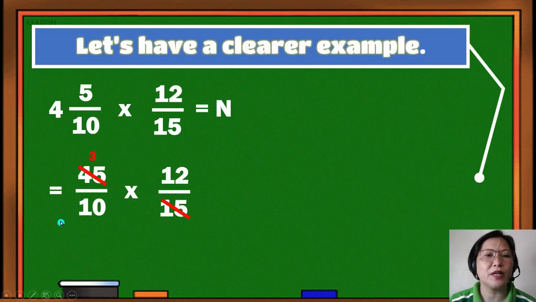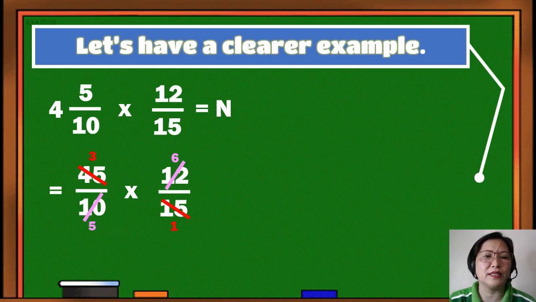So 45 divided by, again, what I mean is the greatest common factor of 45 and 15 is 15. So 45 divided by 15 is 3 and 15 divided by 15 is 1. How about 10 and 12? Is there a greatest common factor for 10 and 12? You're correct. So we can cancel them because there's a greatest common factor, and that is 2. So 12 divided by 2 is 6, and 10 divided by 2 is 5.